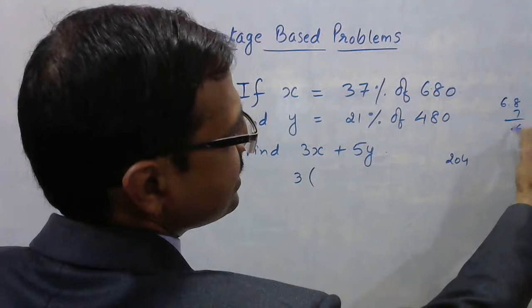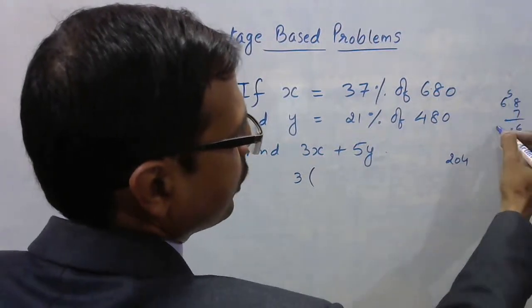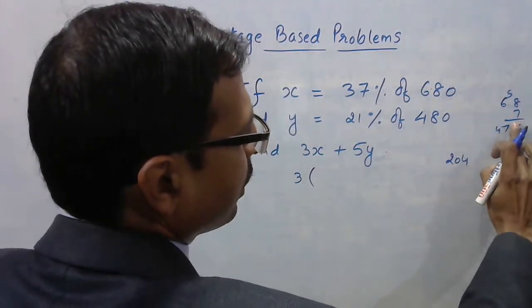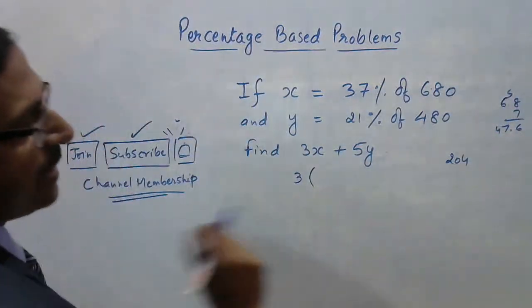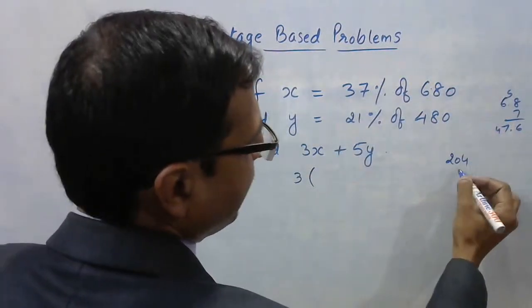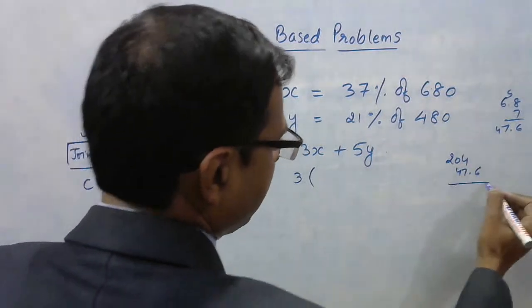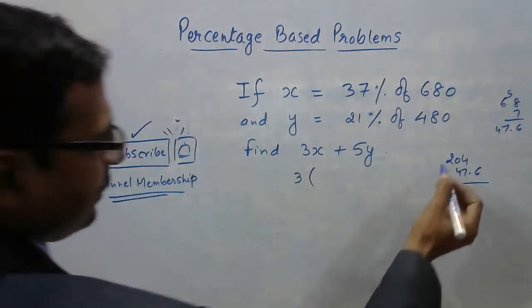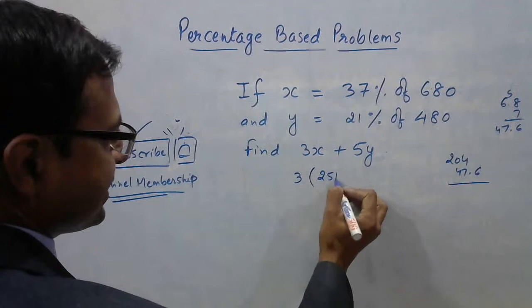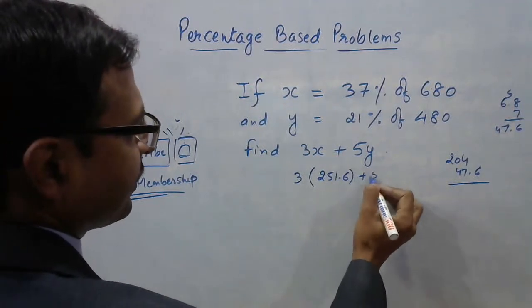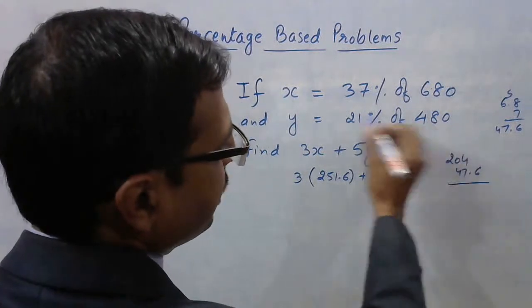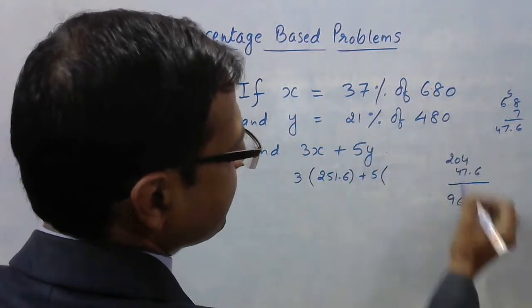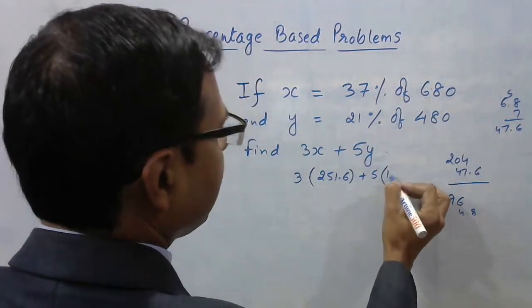7 sixes are 42, and 7 times 8 is 56, plus 4 carry is 60, so 47.6. This is 7%. So add this 47.6 to 204, you get the first answer: 251.6. Now 5 times y. What is 20%? 20% is 48 into 2, 96. And what is 1%? 4.8. So 100.8 is the second answer.